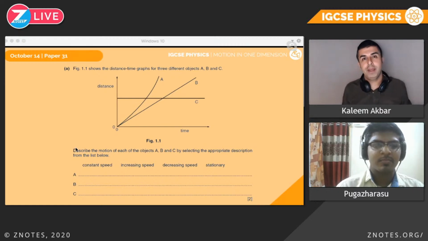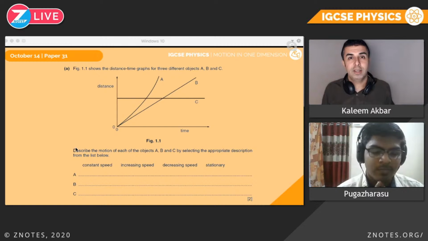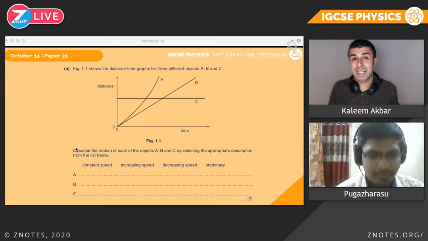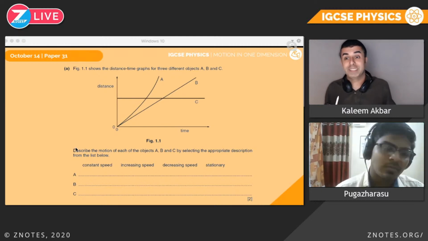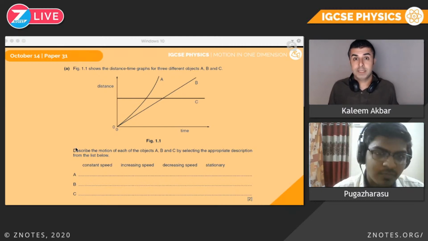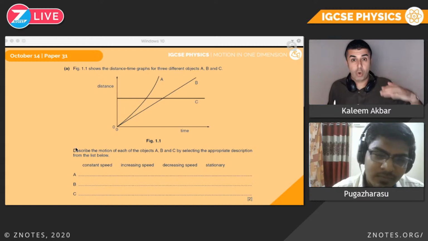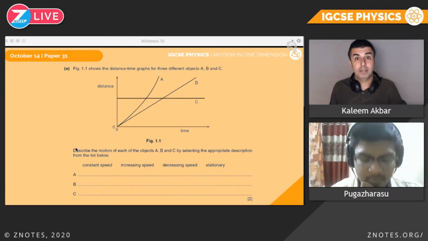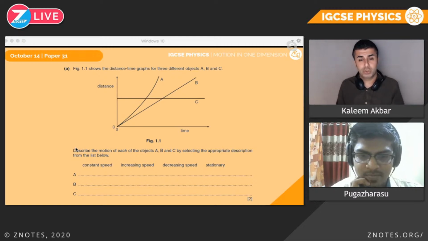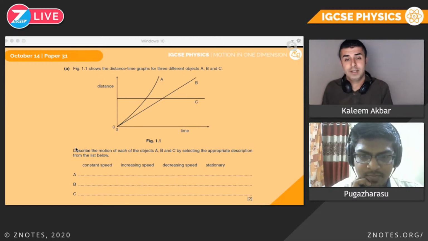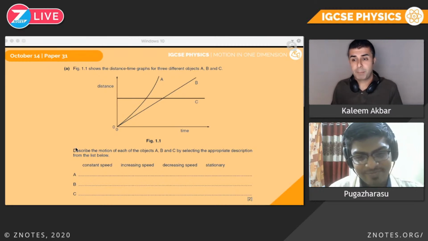Object B, the gradient isn't changing. In other words, the steepness is staying the same. It's a constant gradient. And if we look at object C, the gradient is 0. It's just a horizontal straight line. So what does that mean in terms of motion? Now look, that's worth 2 marks. Describe the motion of each object A, B, and C by selecting the appropriate description.